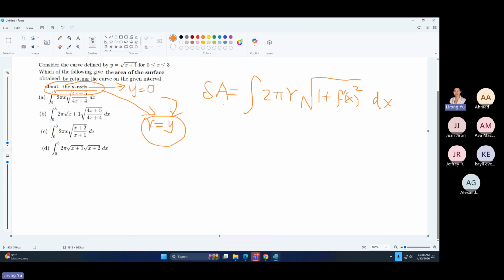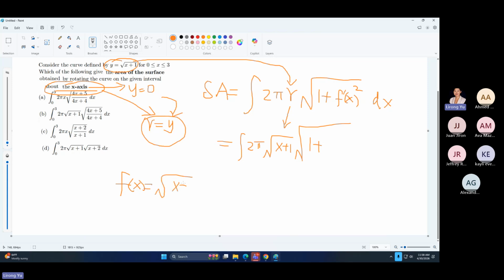So radius equals y, and what was the y? y equals this. Okay, so that y goes in here. That's what it looks like. So you're supposed to calculate it like this. We have 2 pi root of x plus one, always the r, right? And then multiply by root of one plus, here you're going to need a derivative, right? That was a function. The function f of x is equal to root of x plus one.